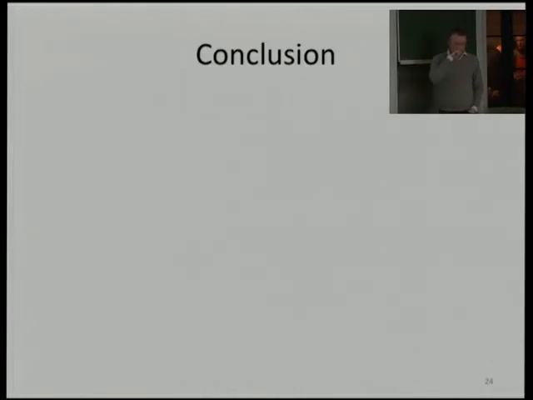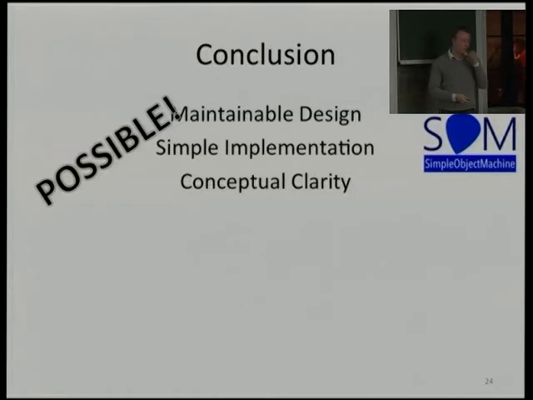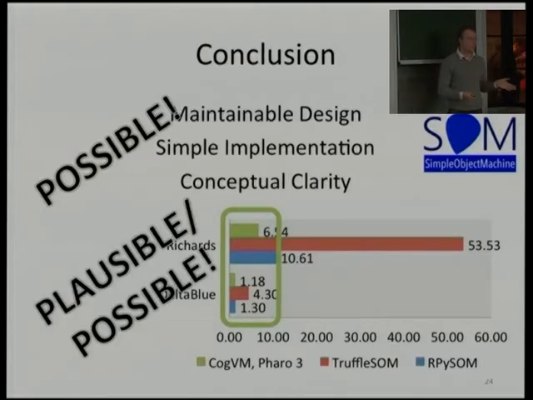So now, as a conclusion, the question was, can we have maintainable design, simple implementations, and clarity to basically reach more people actually maintaining interpreters and virtual machines? And I think yes, that's totally possible. The nice techniques they have, with either the meta tracing or the self-optimizing interpreters, are a good foundation for that. When it comes to performance, I would say at least it's plausible, but it still has to be seen exactly. But I think it's also possible with both to reach that kind of performance.